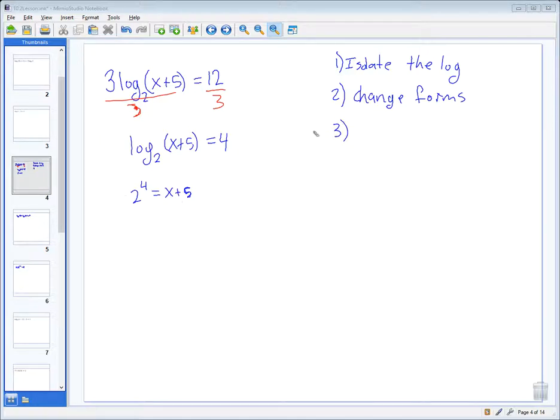Now that we've changed forms, we then want to solve for the variable. So 2 to the 4th would be 16. So 16 equals x plus 5. We would then subtract the 5, and we'd get that x equals 11. Now you always want to check your answer just to make sure that if you plug in the 11, you're not trying to take the log of a negative number. So when we plug in 11, we get 11 plus 5 is 16. We're taking the log base 2 of 16, which is a real number, so this is a correct answer.